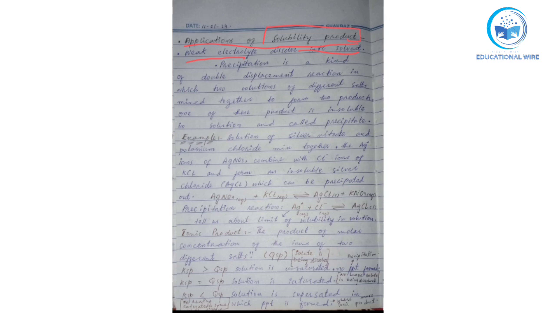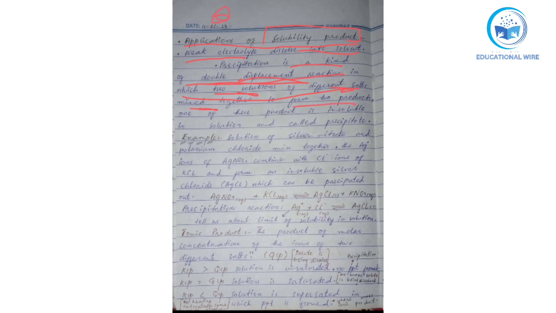After that, talking about precipitation. When we talk about precipitation, we will understand the applications of solubility product. What does precipitation say? Precipitation is a kind of double displacement reaction in which two solutions of different salts are mixed together to form two products.